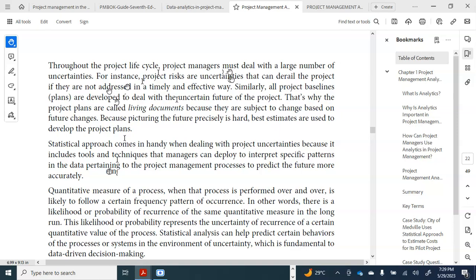If those risks are tied to your project, like your critical activities, those activities that have the tendency to cause delay in your project, if you don't address them on time, it can be risky, right? So you must find a way. If they are not addressed in a timely and effective way, similarly, all project baseline plans are developed to deal with the uncertain future of the project.